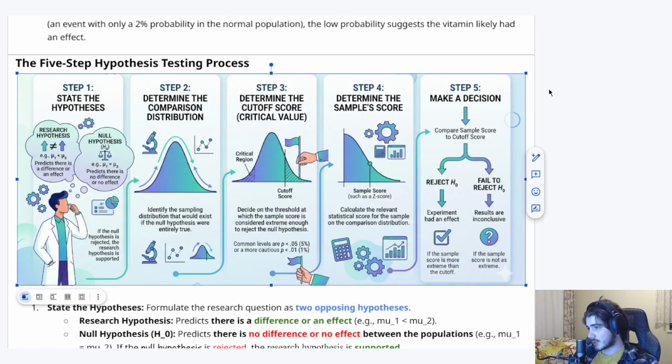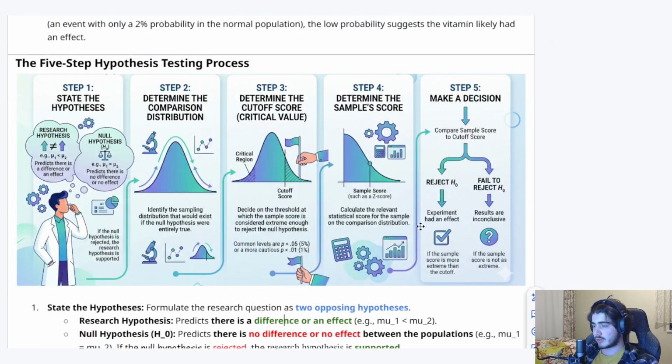Or maybe if you're more cautious, you can use 0.1% or 1%. And then you determine the sample's score, such as z-score, which we will learn how to calculate in the next part. You calculate the relevant statistical score for the sample and the comparison distribution. And if the sample score lands above the cutoff point within your alpha range, then you can say that your research had an effect, that you can reject the null hypothesis.